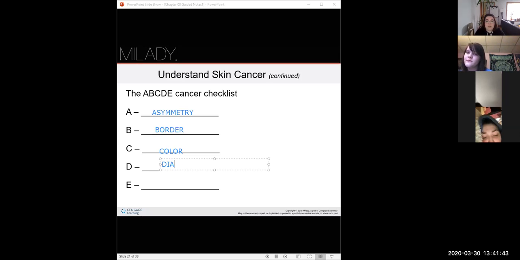D, being diameter. So if something is spreading out, if it's getting bigger, absolutely something to take note of. And E, being evolving. So really if it's changing, anything that's changing regularly, I would take note of it. So we're looking for changes in symmetry, border, color, diameter, and evolving. A, B, C, D, E. Okay? A, B, C, D, E.